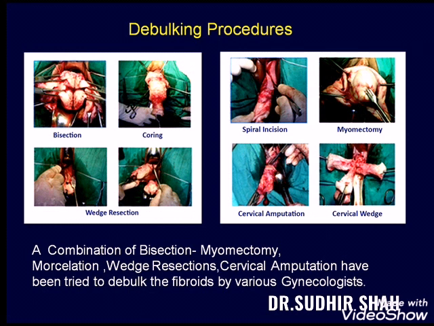Debulking procedures, a combination of bisection, myomectomy, morcellation, wedge resections, and cervical amputations, have been tried to debulk the fibroids by various gynecologists.